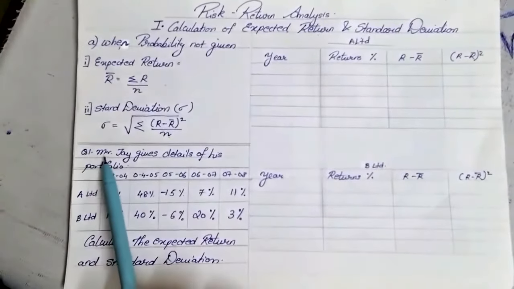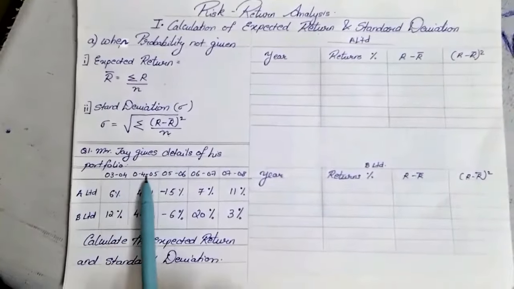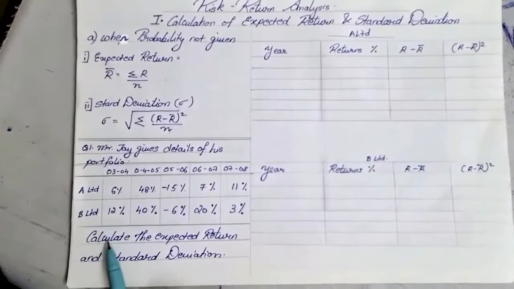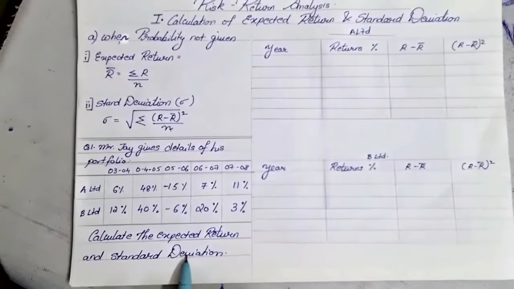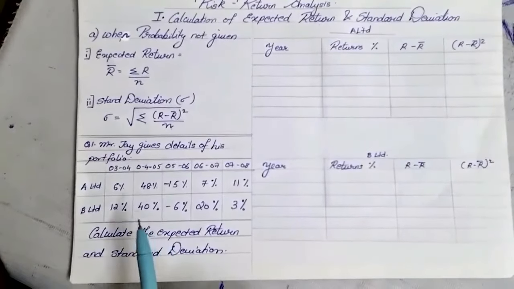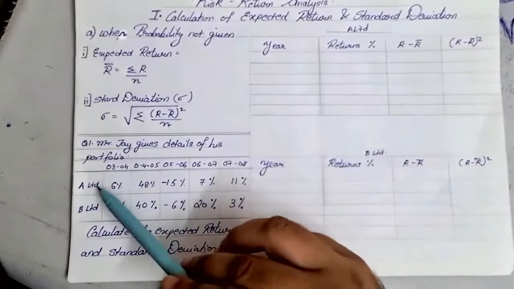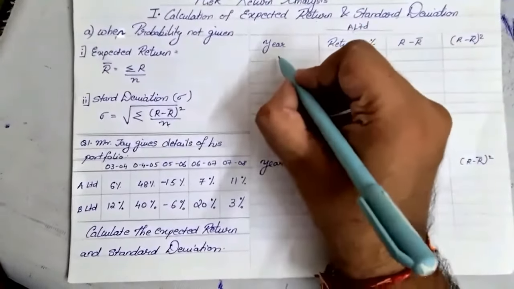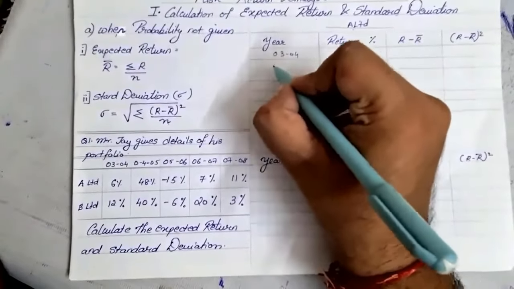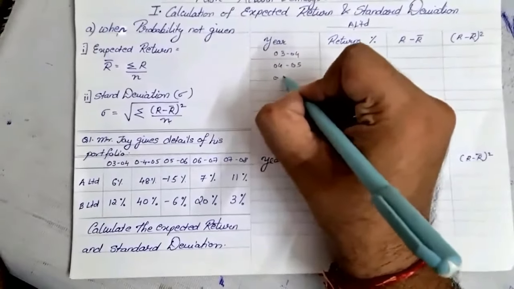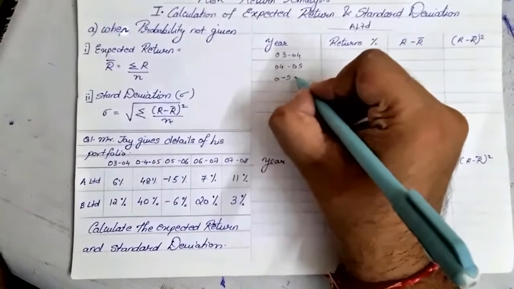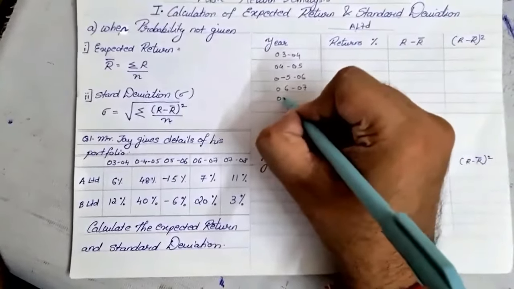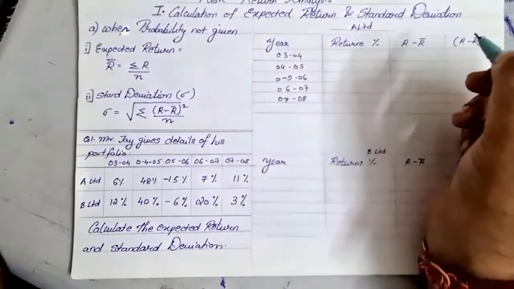Okay, so the question given here is Mr. J gives detail of his portfolio. There are multiple years and they are giving you returns of A limited and B limited, and they are asking you to calculate the expected return and standard deviation. So let us start finding the expected return and standard deviation for A limited. Now the columns will be years. So under years we will note down 2003, 2004, 2004, 2005, 2005, 2006, 2006, 2007, and last will be 2007 to 2008.